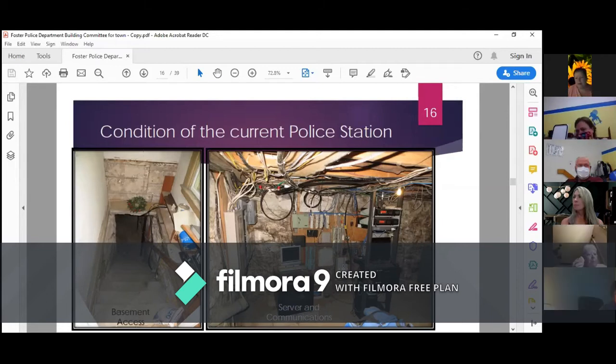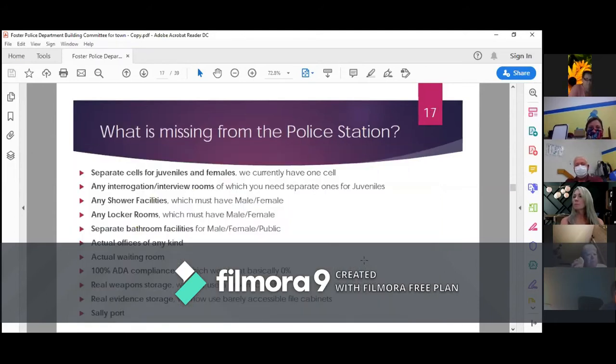Okay, so what are we missing in the police station? Now, we'll go back to the chief and he'll expand on all this in a few minutes, but these are the basic things that we're missing that have created the ADA violations, the civil rights violations, all the things that are wrong with the police station now. You don't have separate cells for juveniles and females. You don't have an interrogation interview room. You don't have shower facilities. You don't have locker rooms. You don't have separate bathroom facilities for male, female, public.